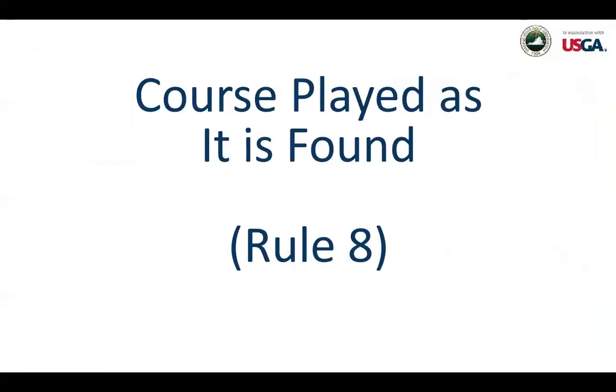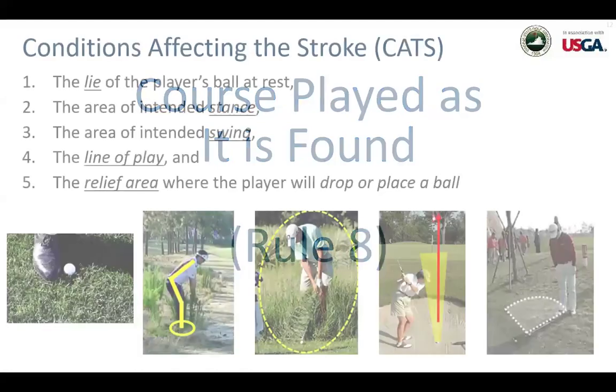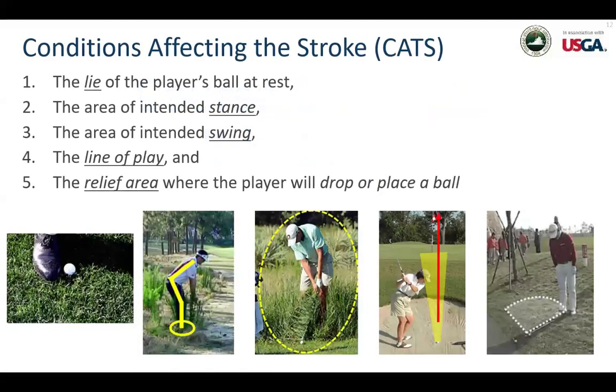All right, so now we're going to go to Rule 8. This is a rule that, whether you know it or not, you use for every single stroke that you make, because there are implications for what you can and cannot do for that next stroke. And we'll start with a big defined term, which is our conditions affecting the stroke, or CATs. I'll shorten it from here on out.